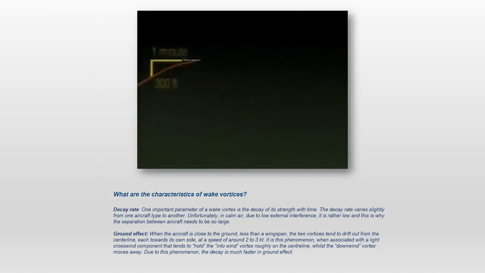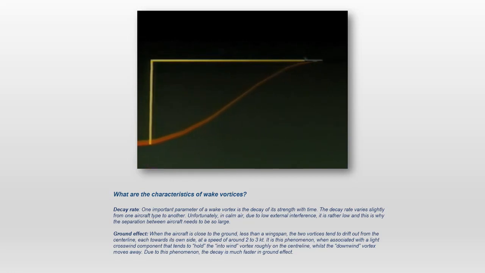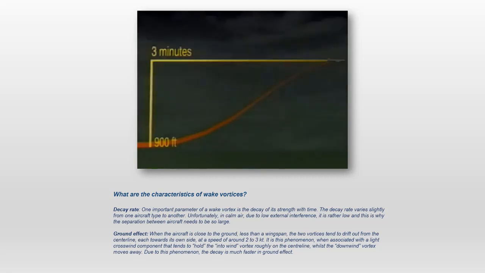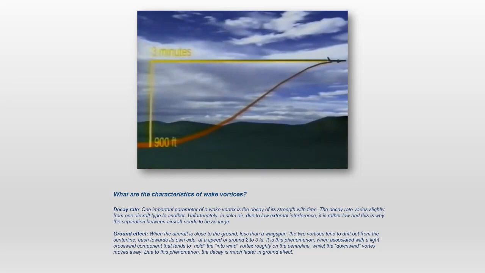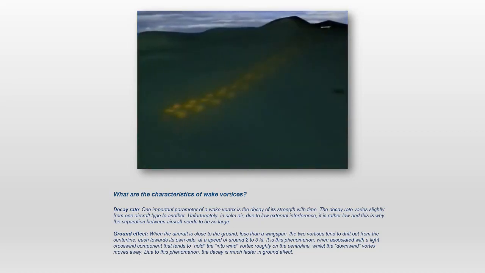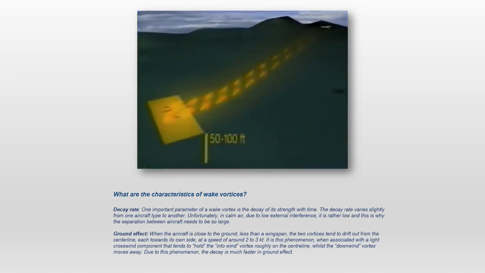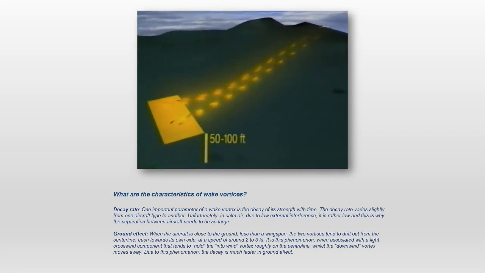The vortices from larger aircraft sink initially at about 300 to 500 feet per minute to a maximum of 900 feet below the flight path of the generating aircraft. Vortex strength diminishes with time and is affected by atmospheric conditions and contact with the ground. In calm wind, as the vortices sink close to the ground, they tend to move laterally over the ground at approximately 2 to 5 knots.